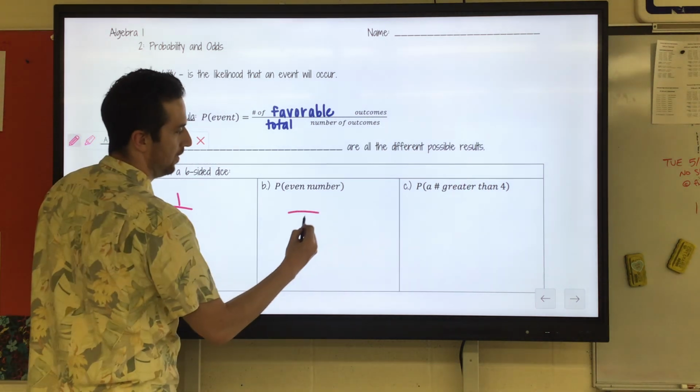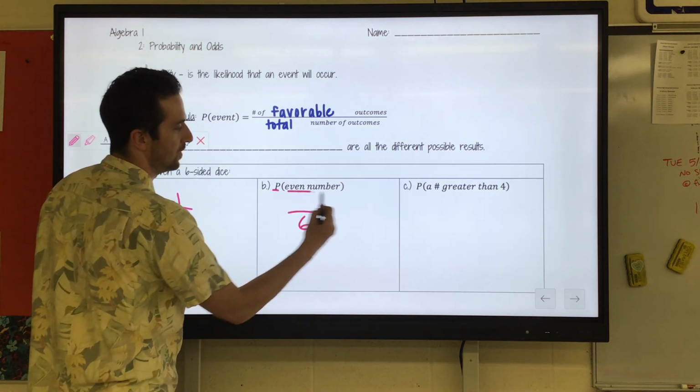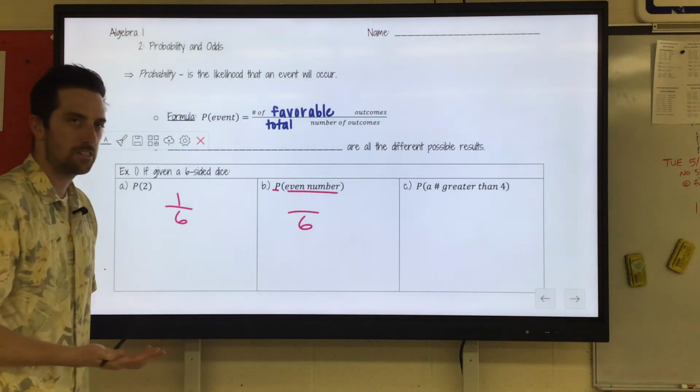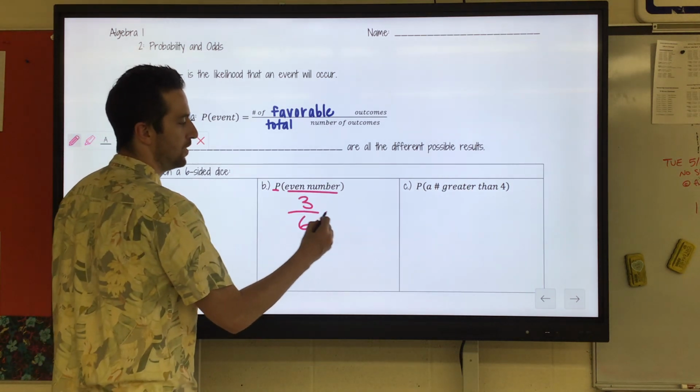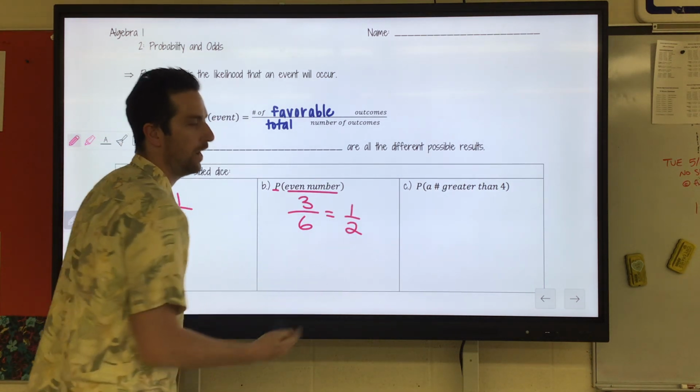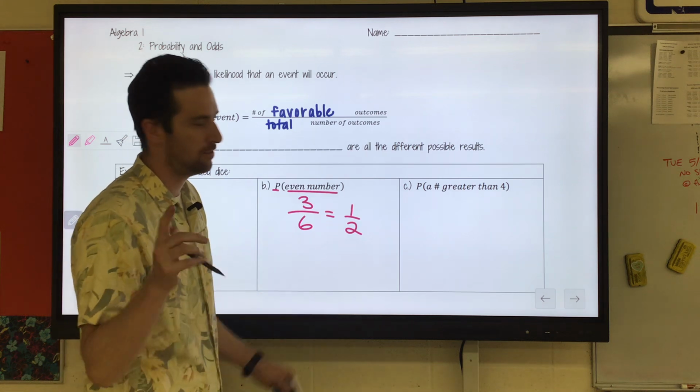So of the 6, what's the probability it's going to be an even number? How many of the 6 sides are even? Well, obviously it'd be 3 of them. 3 over 6 simplifies to 1/2. Half are even, half are odds. It makes sense.